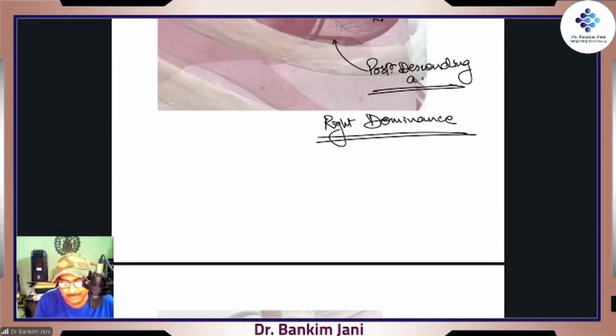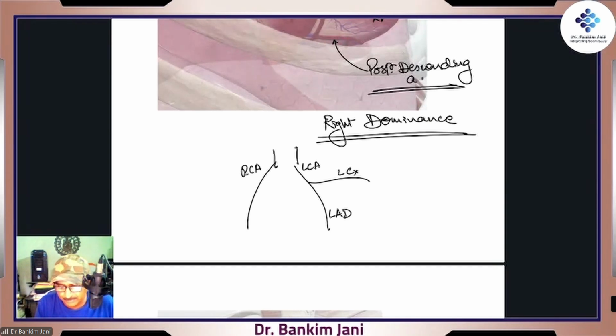Very quickly we take it. This is the aorta, this is the right coronary artery, this is the left coronary artery, which gives one branch, the left circumflex, and this is the left anterior descending. Then the right coronary artery at the base gives one more branch which supplies the base of the heart, and this is called the posterior descending artery.